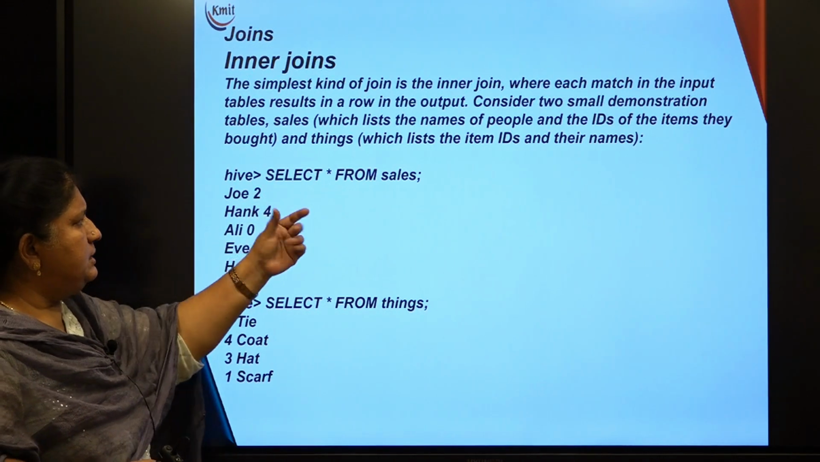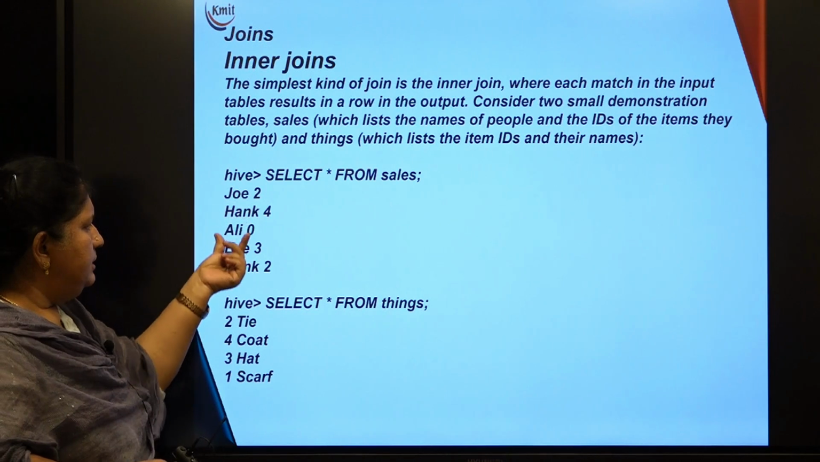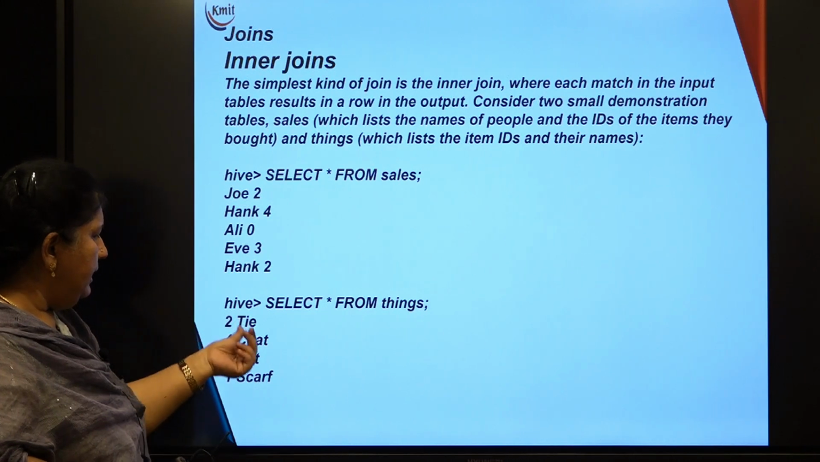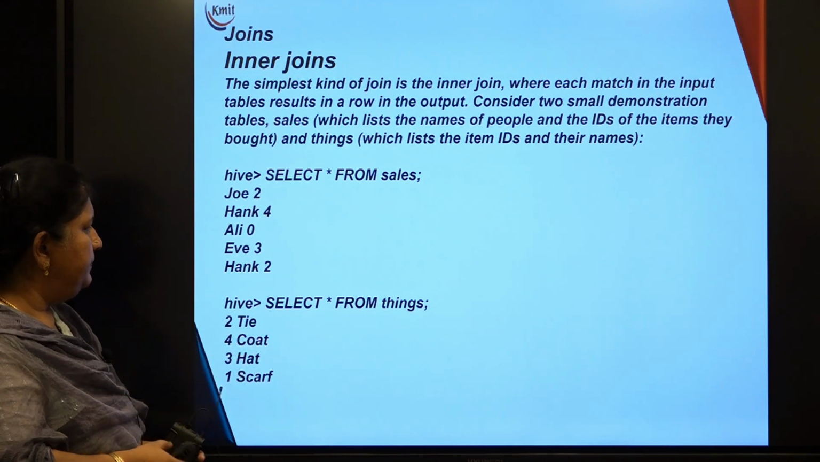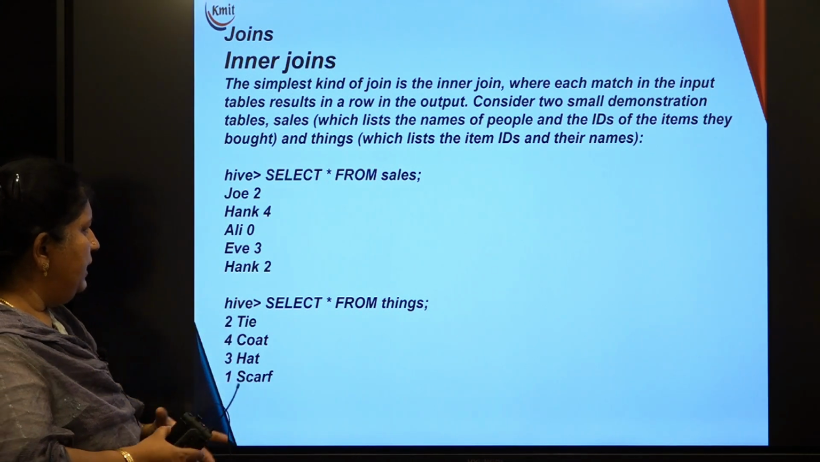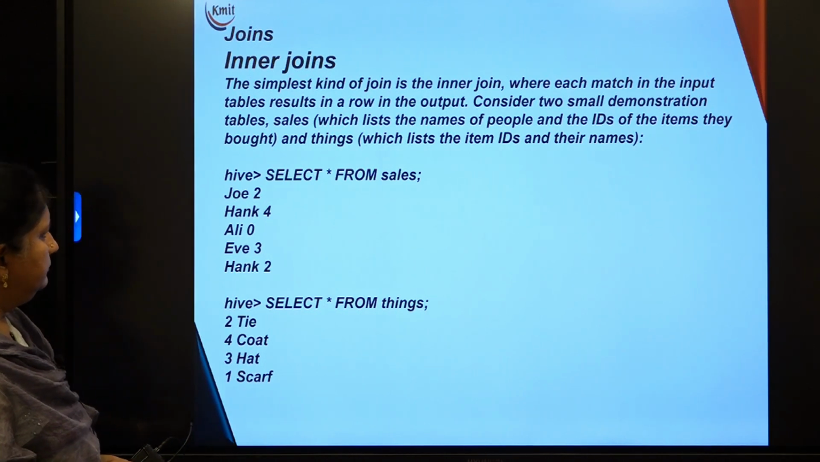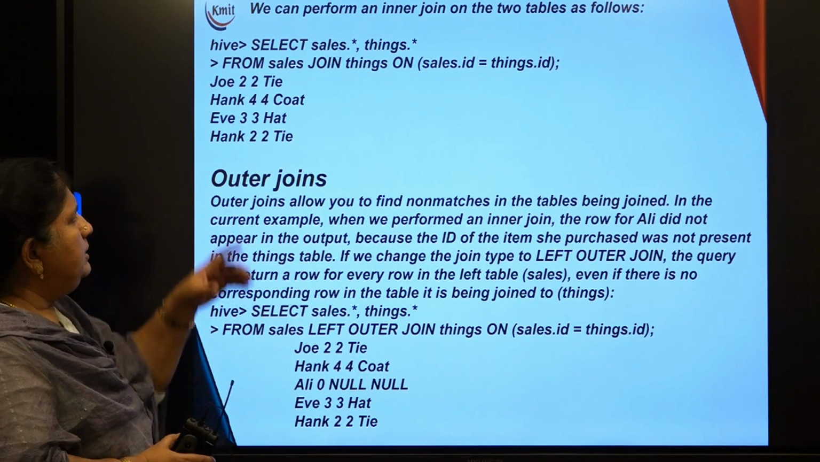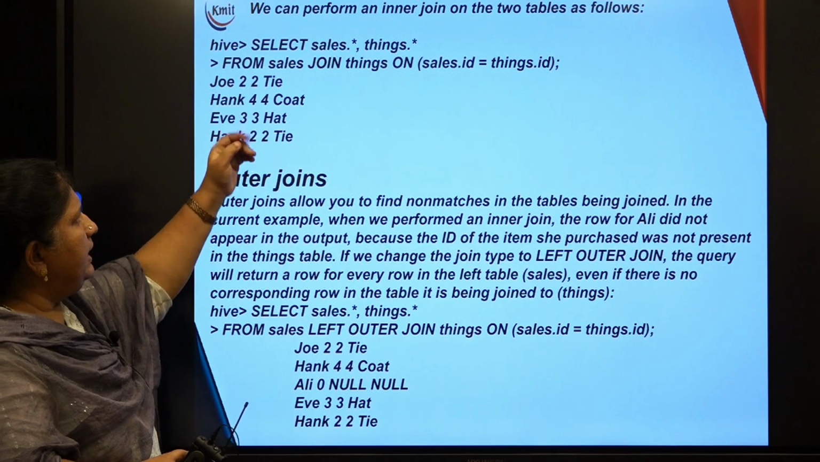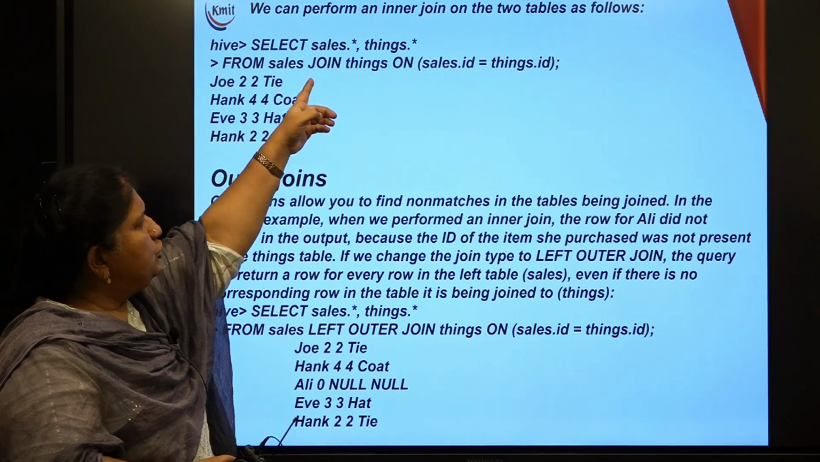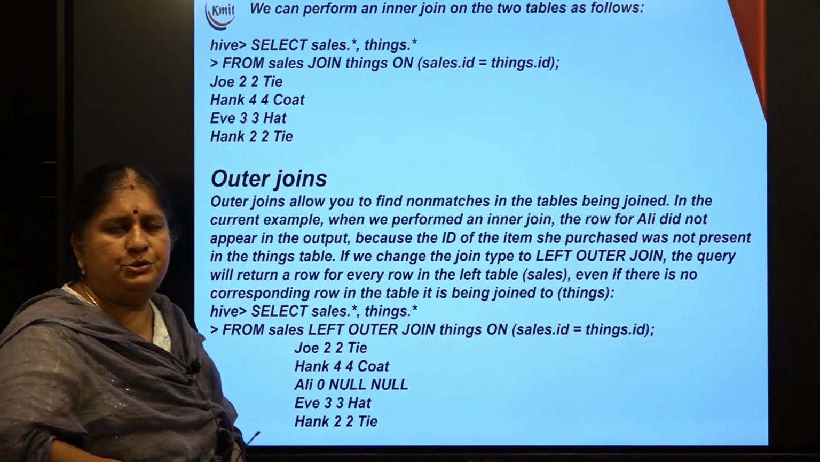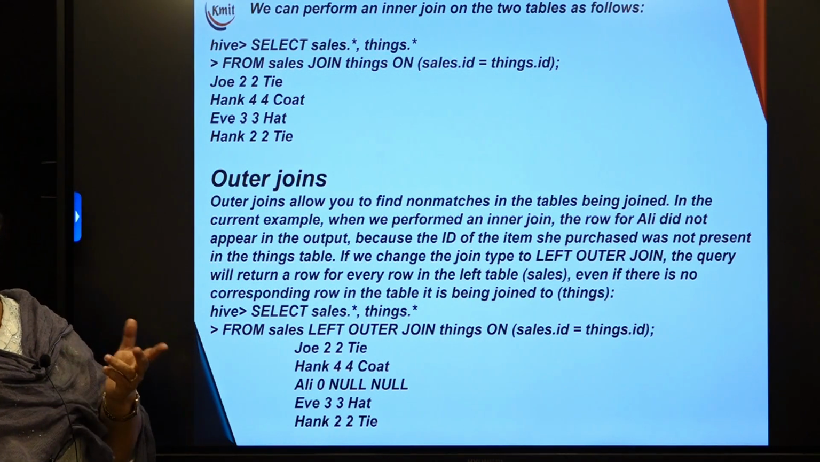Select star from sales. Suppose I have already created a table. This is sales. Select star from things. So these are the things IDs and these are the names of the things. Maybe these are the sales people with their IDs. This is the ID and name of the item. And I am trying to join: select sales.*, things.* from sales joined to things on the common attribute we are trying to use, sales.id equal to things.id.